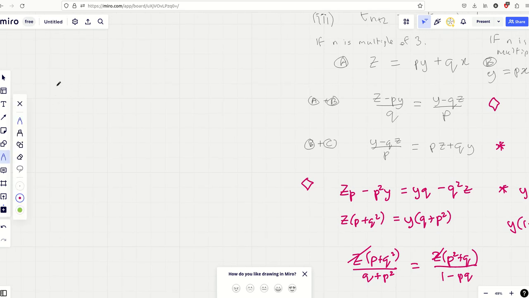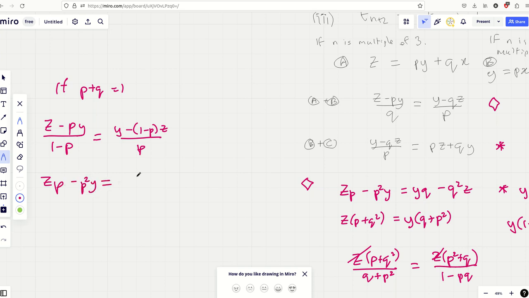So, if p plus q equals 1, then looking at diamond, we're going to have z minus py over q, but q is just 1 minus p, equals y minus 1 minus p z over p. So I'm just getting rid of the q's there. Now if we multiply this out, we get zp minus p squared y equals y times 1 minus p minus 1 minus p all squared times z. Yeah, took me a while to prove it, like I say.